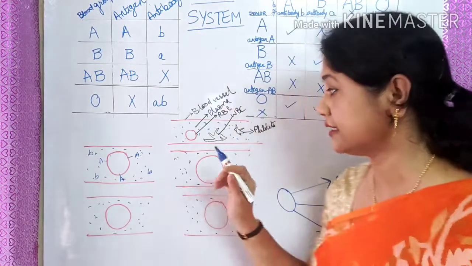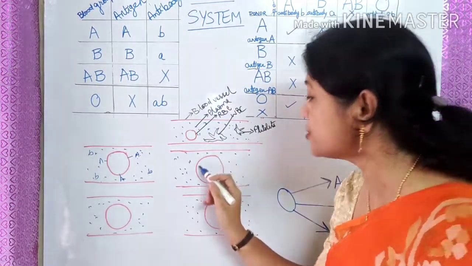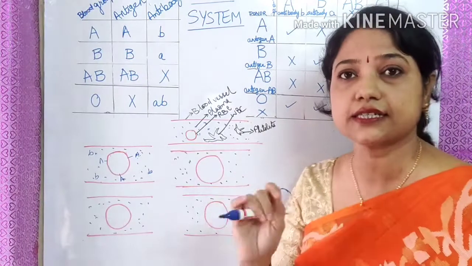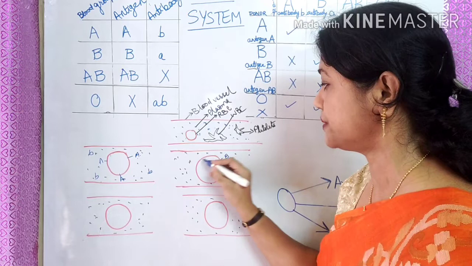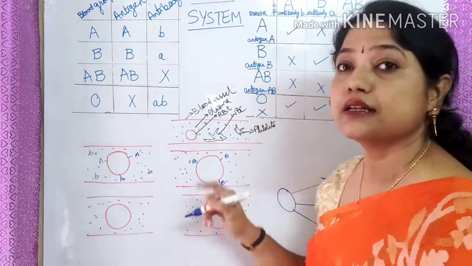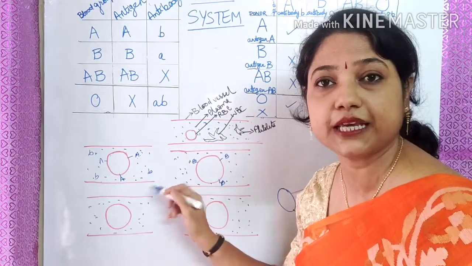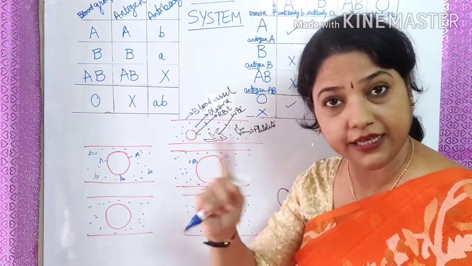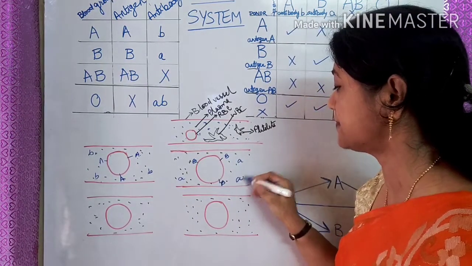Now let us see the blood vessel of another person on whose RBC the antigen present is B. Then the antibody present in the plasma of that blood vessel will be A.